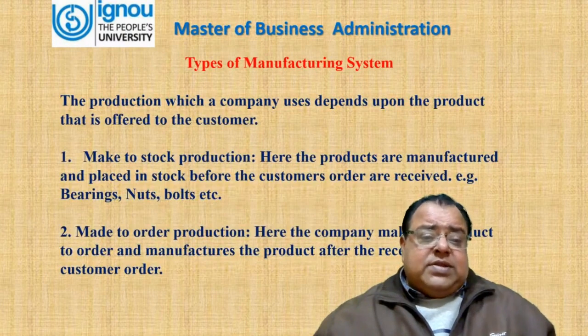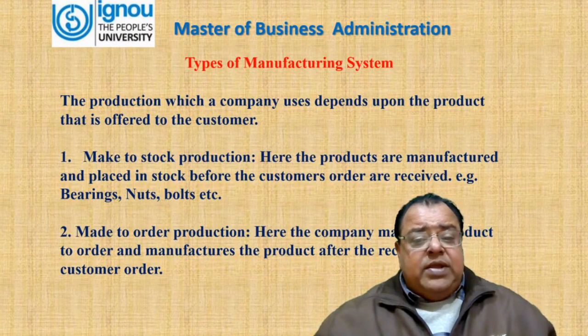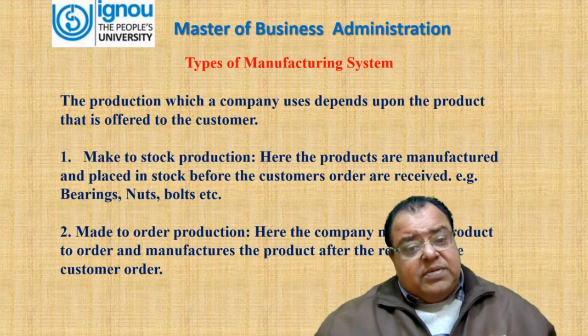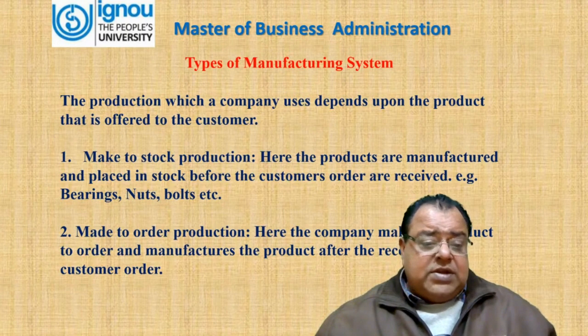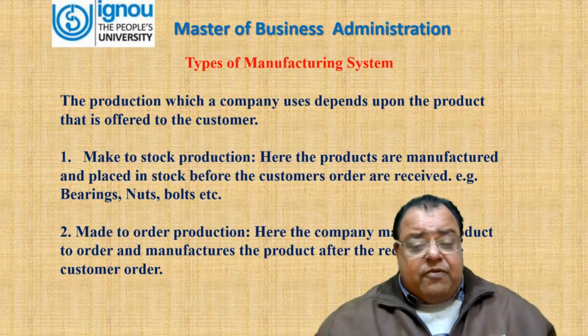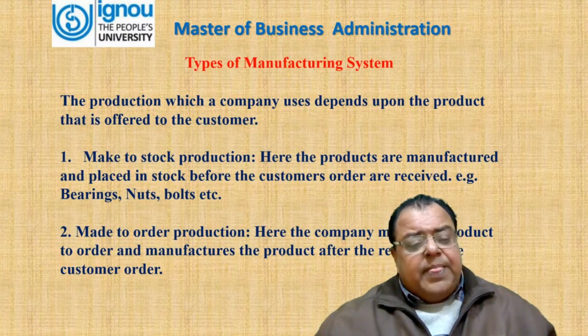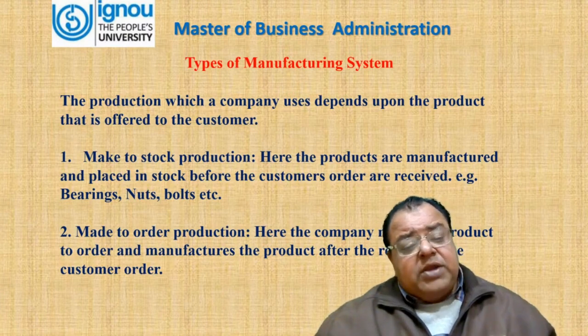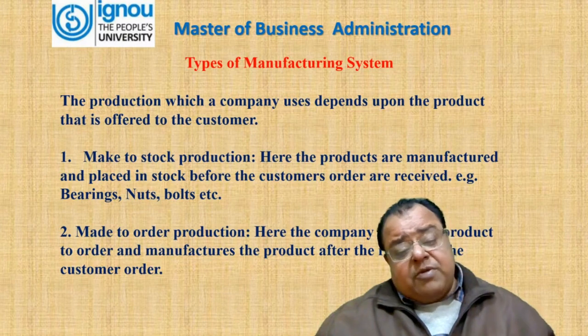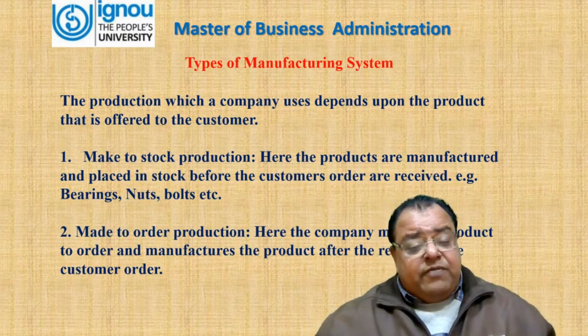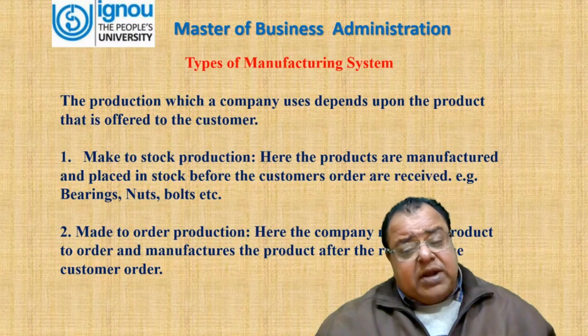Types of manufacturing system. The production system which a company uses depends upon the product that is offered to the customer. Make to stock production. Here, the products are manufactured and placed in stock before the customer's orders are received. For example, bearing, nut, bolts, etc. Second one is made to order production. Here, the company makes the product to order and manufactures the product after the receipt of the customer order.